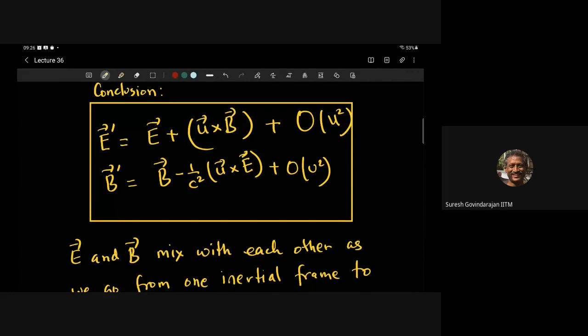This ugliness has to do with the fact that E and B are measured differently. You can see that E by B has dimensions of a velocity. So we'll just go to Gaussian units. In Gaussian units, it will become exactly that. It's a little bit ugly to say something is order U square.